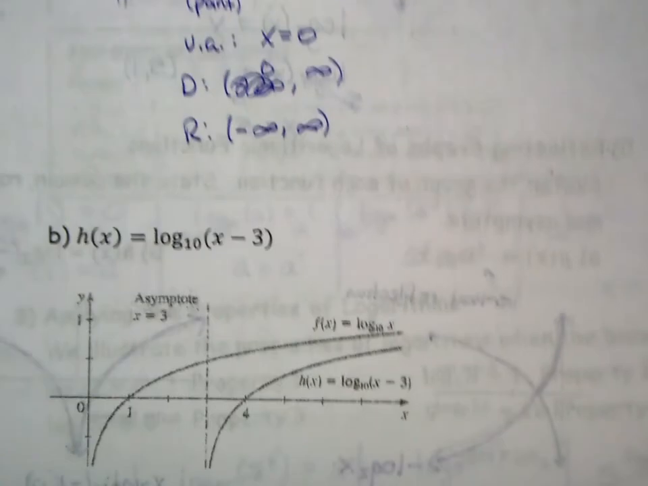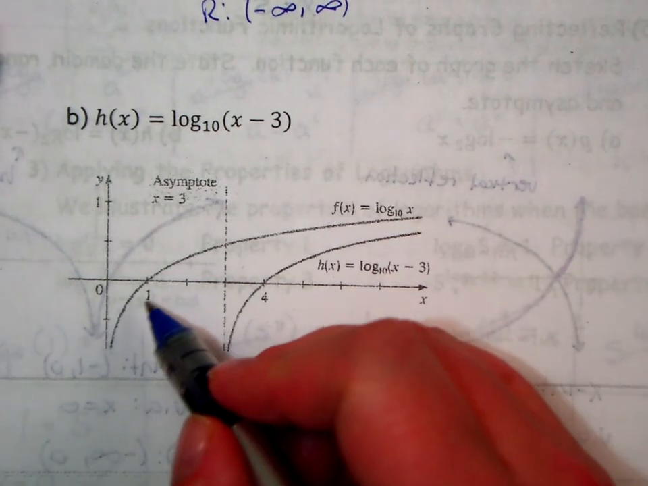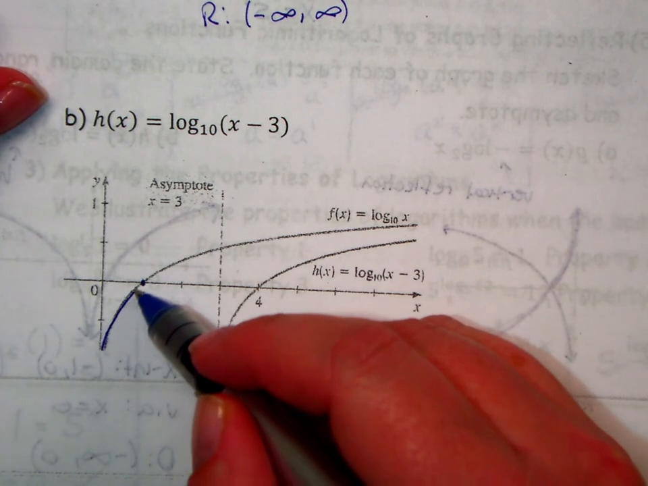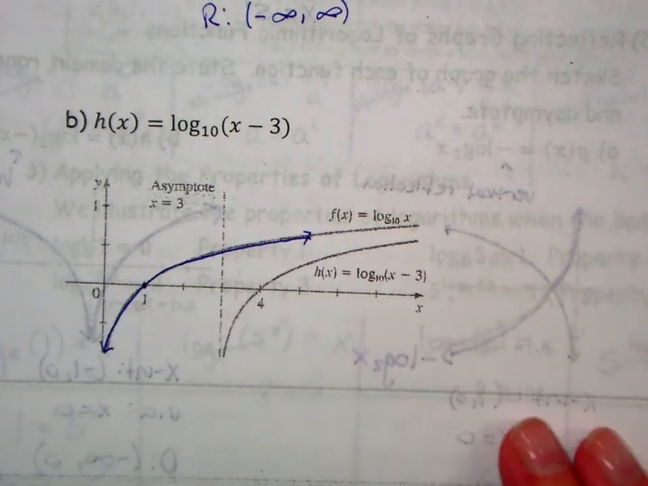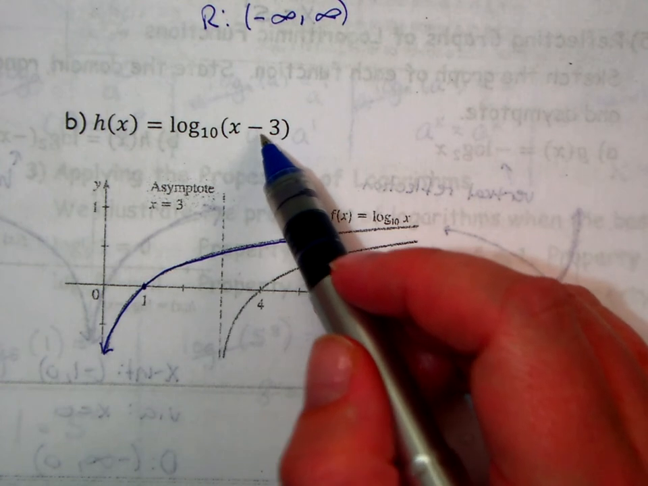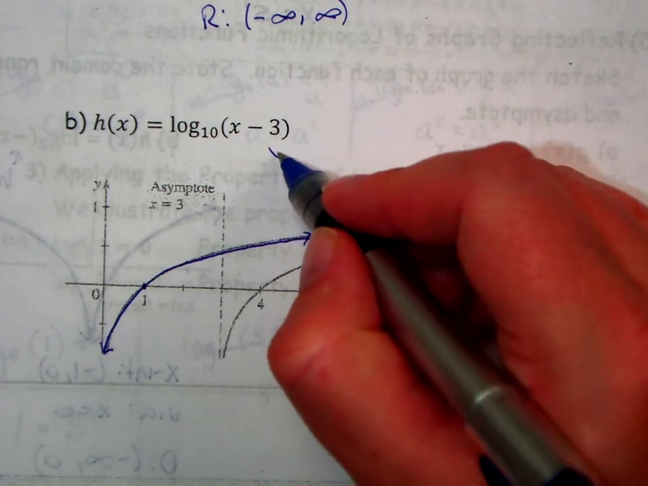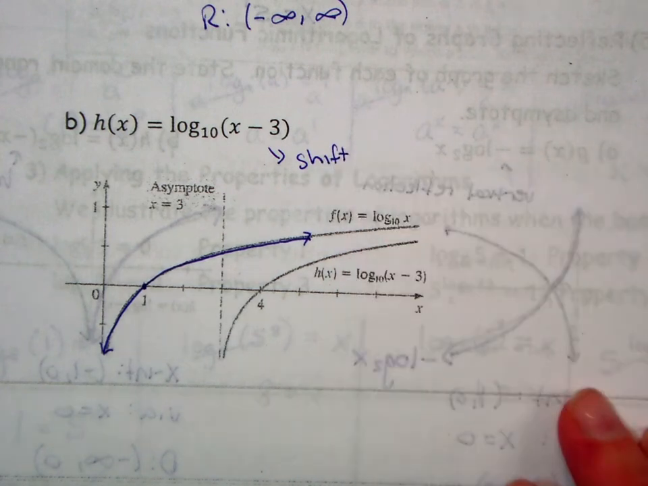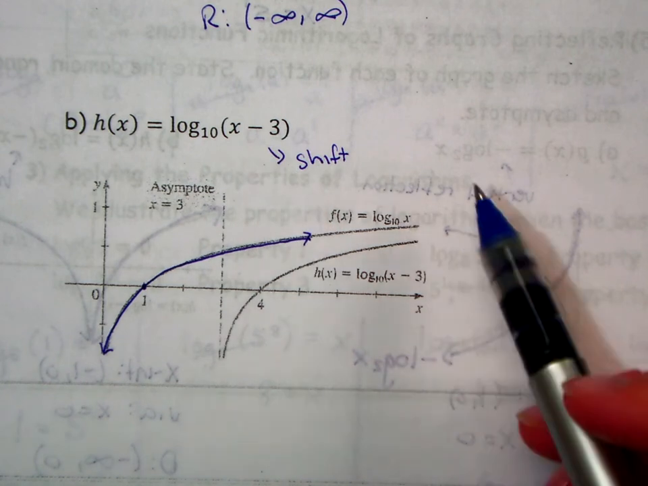This next one, log base 10 of x minus 3. Okay. Here's our normal log base 10 of x right here. And we're going to shift this. So this minus 3 is not on the outside of the function, but it's inside with the x. So this is going to shift the graph to the left or the right. And because this is minus, we're going to shift to the right.